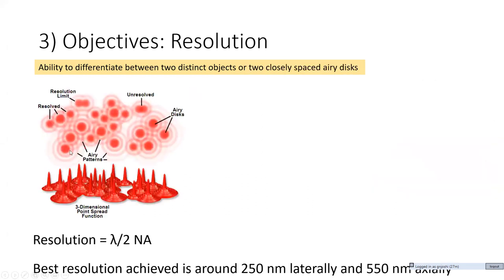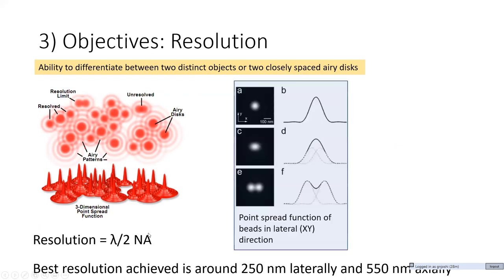So when we again look at the Airy disk patterns, which are resulting from the point spread functions of each of those beads, it's clear that these two beads are unresolved. These are distinct Airy disk patterns that we are able to see. And the resolution is defined as the wavelength divided by 2 times NA. And the best possible resolution that we can achieve in the XY direction, or laterally, is 250 nanometers. And of course, this is with a 60X oil immersion objective and so on. And the best possible resolution in the Z direction, or axially, is 550 nanometers.